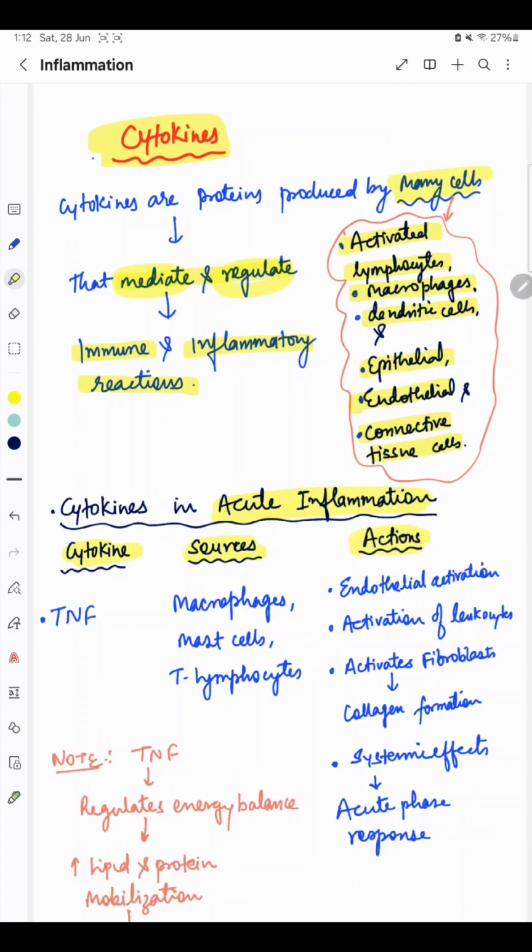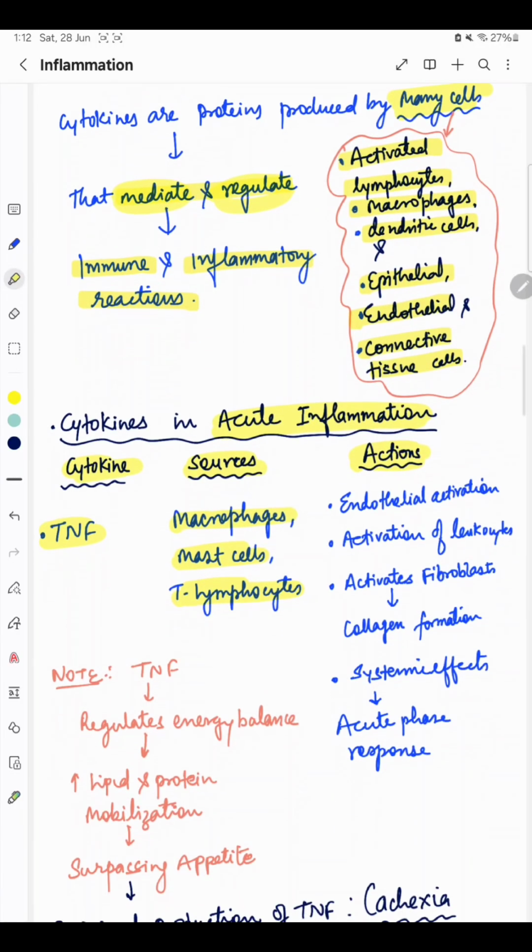Now we will see the cytokines involved in acute inflammation, under the headings of source of production of these cytokines and their action. First is TNF, tumor necrosis factor, produced by macrophages, mast cells and T lymphocytes. It acts via endothelial cell activation of leukocytes. It activates fibroblasts for collagen formation, and in systemic effects it acts as an acute phase response and has an important role in fever.